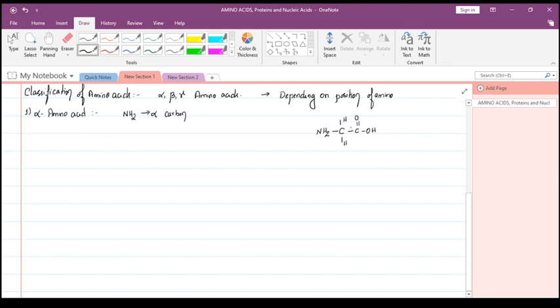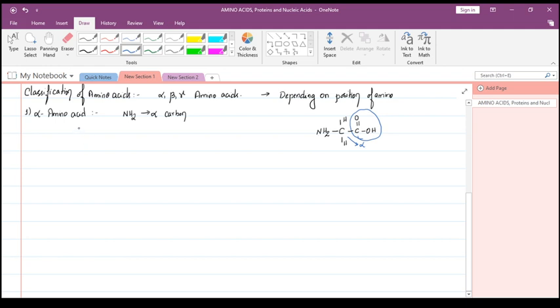See, this is the functional group. Acid has a functional group, so this C double bond O OH is the functional group. Now the carbon which is attached to the functional group is known as the alpha carbon. So if the amino group is directly linked to the alpha carbon, then it is called alpha amino acid.